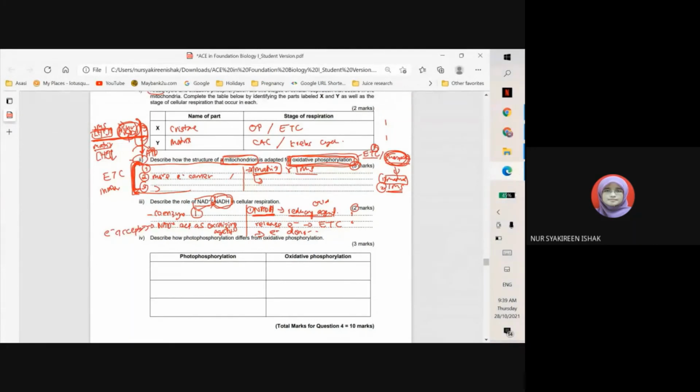Okay, whichever that you choose to write, make sure kalau tulis awak choose NAD plus, you give 2 point describing NAD plus. If you choose NADH, you give 2 point. Okay.